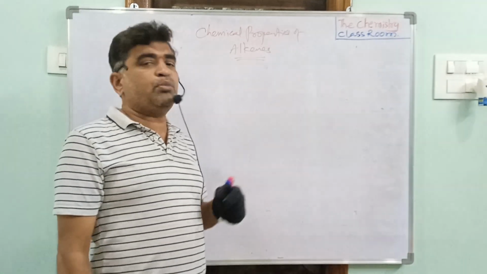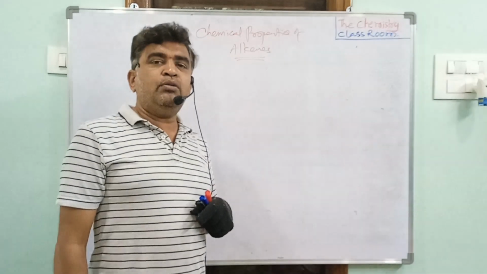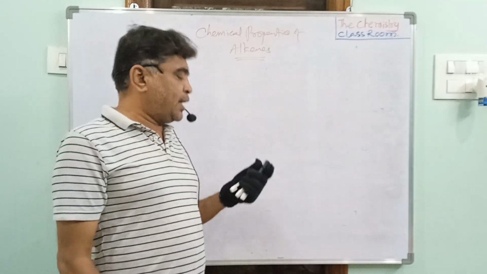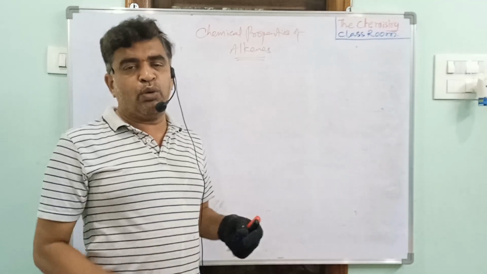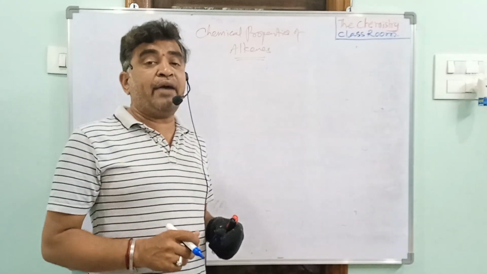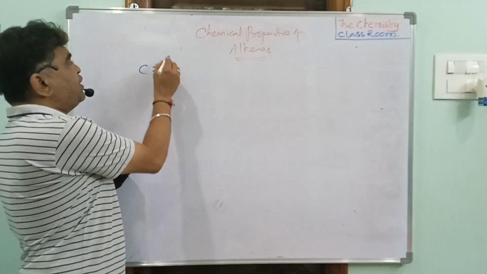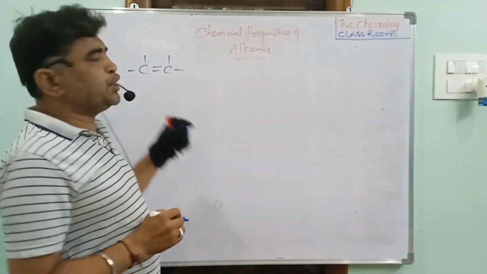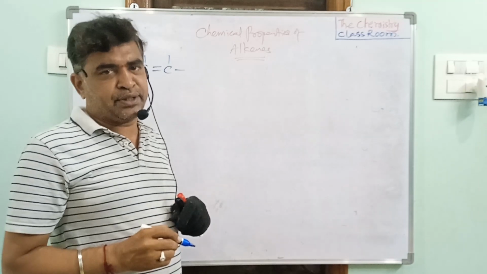Today we are going to discuss the chemical properties of alkenes, how they undergo chemical reactions. Alkenes are unsaturated hydrocarbon compounds. What are they? Unsaturated hydrocarbon compounds. They have a double bond. For example, take the compound ethene. Here it's C2H4. How does it undergo chemical reactions? Now we discuss.